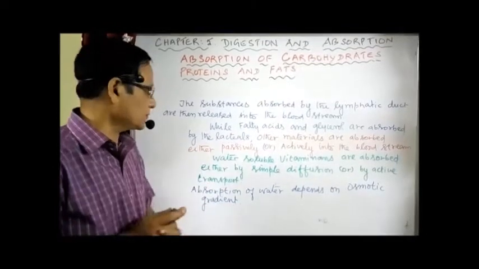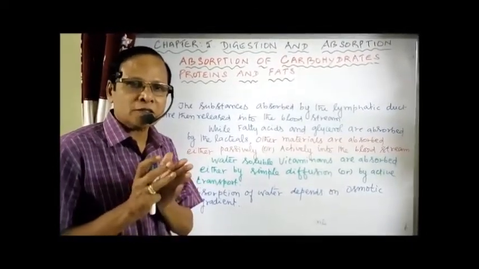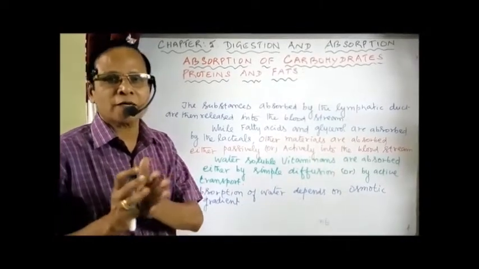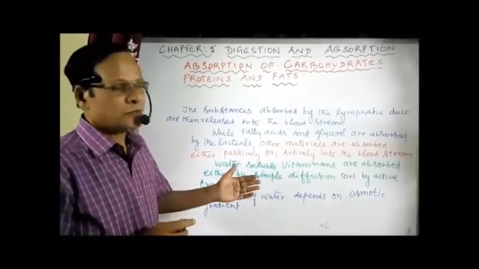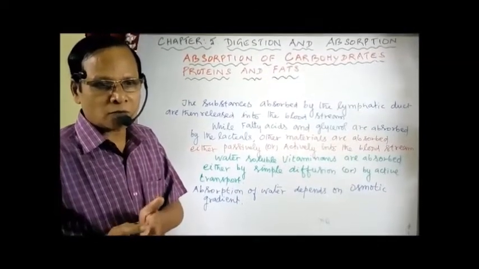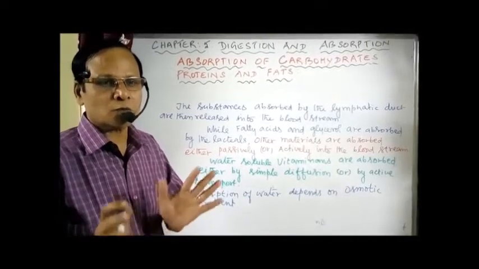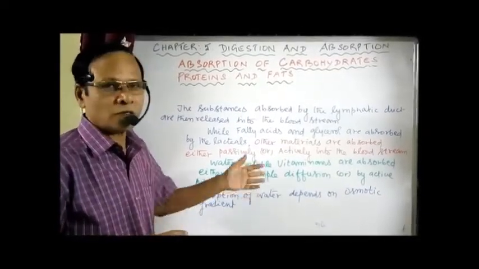Water-soluble vitamins are absorbed either by simple diffusion or by active transport. The absorption of water depends on the osmotic gradient. The more water in the blood, the less water absorption. The less water in the blood, the more absorption of water. That is what I mentioned earlier.